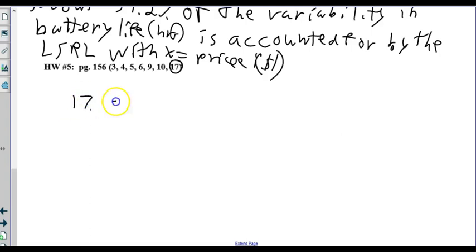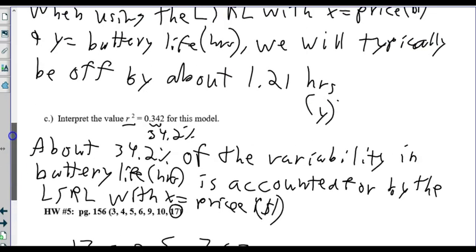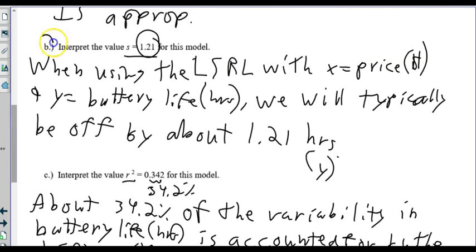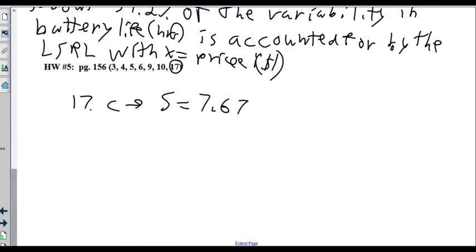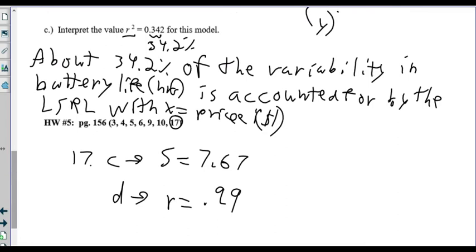For number 17, for part C, I'm telling you right now that S is 7.67. So you don't have to solve and calculate S. All you have to do is, just like here, part B, you just write this statement, except you're going to use 7.67 and you're going to use the words from that word problem. And then for part D, I'm telling you that R is 0.99. So just like we just did here, you're going to convert 0.99 to a percent, and you're going to write this statement using the information from the word problem. And that's it.